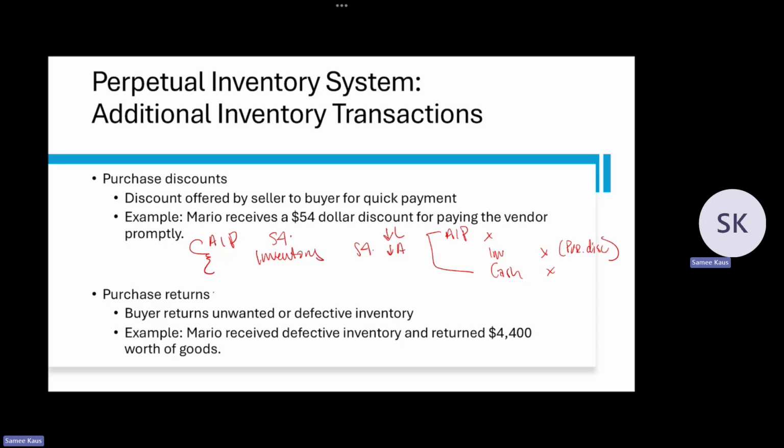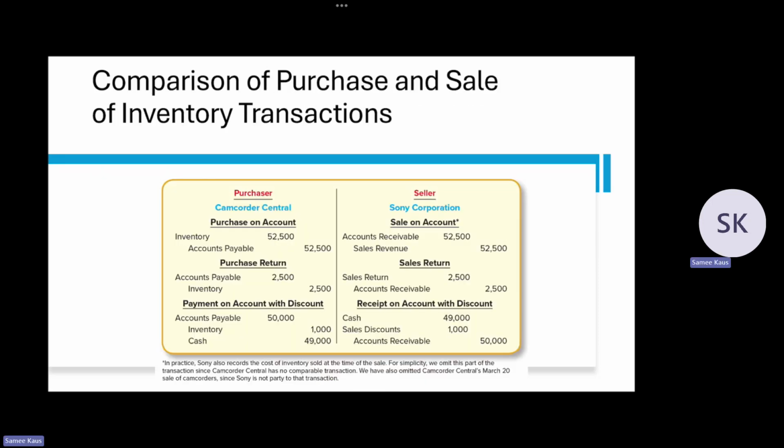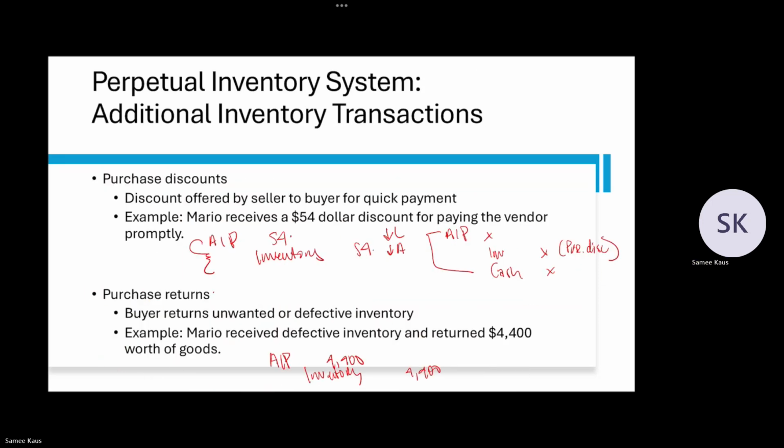So if Mario received some defective inventory and wanted to return it, all he's going to do is recognize that inventory is going down, right? He's sending it back. It's not a resource to me because I don't have it. I'm sending it back, but I am also going to reduce my accounts payable, because if I send you the inventory back, I don't have to pay you, right? Okay, so that's what that's going to look like from an additional inventory perspective.